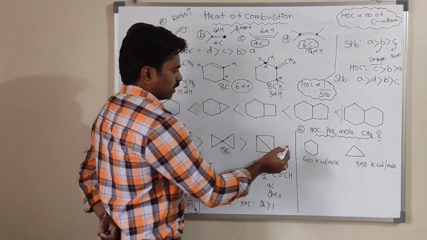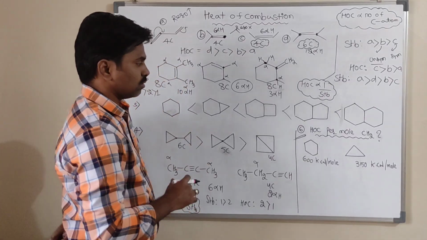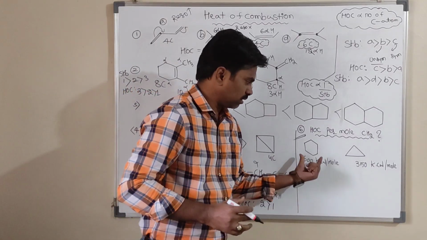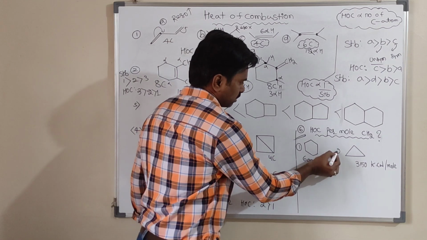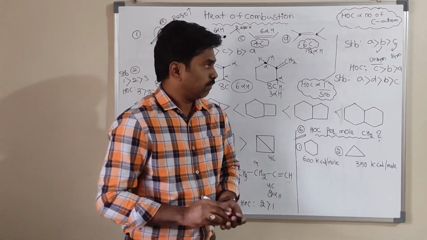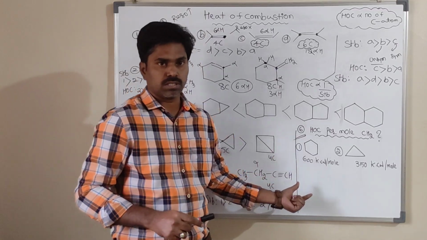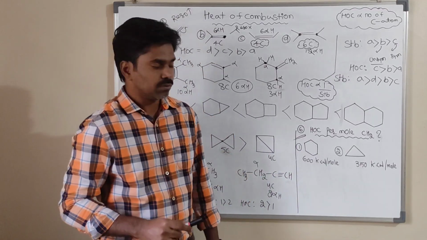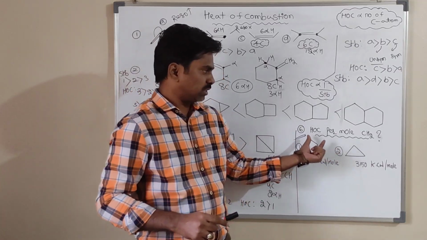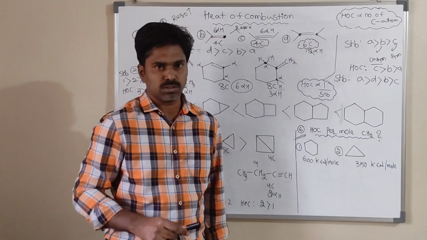So what about the sixth question? Sixth question, don't make the mistake. Everyone may give the answer that the first is highest, then the second. But this question is different. You know that carbons are increasing, so automatically you say that the first will give excess heat of combustion. But what is given in the question is the heat of combustion per mole CH2. A different kind of question is given.